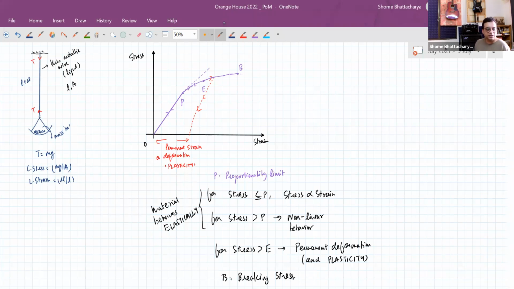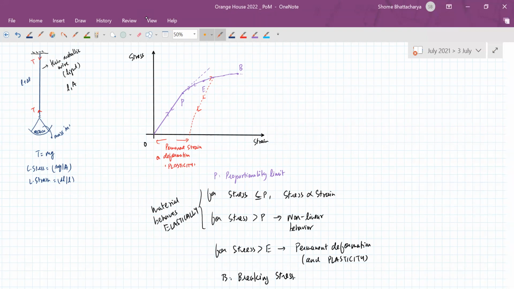So this is the experimentally observed behavior for a wide variety of materials to different types of stress and strain. This graph is valid, though I have shown the diagram, the experimental apparatus beside, only for a situation where we are measuring longitudinal stress and strain.